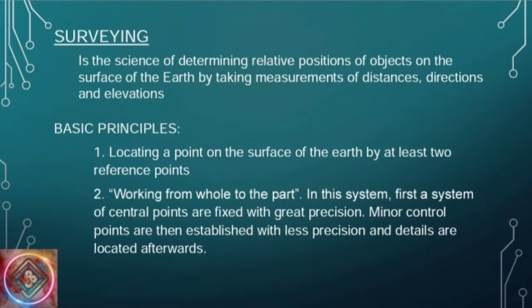Surveying is the science of determining relative positions of objects on the surface of the Earth by taking measurements of distances, directions, and elevations. Basic principles: 1. Locating a point on the surface of the Earth by at least 2 reference points. 2. Working from whole to the part.